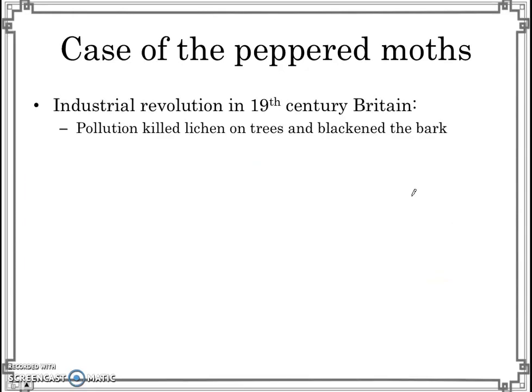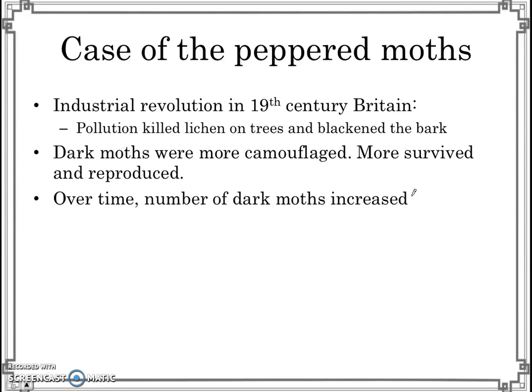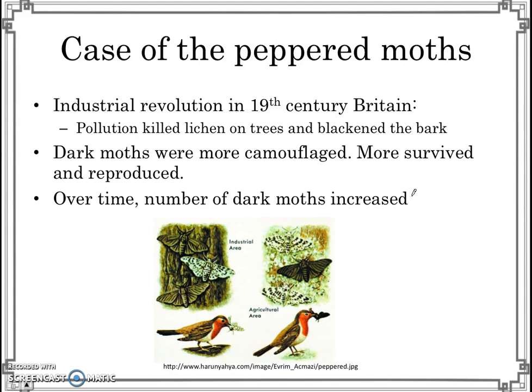So the pollution in the Industrial Revolution killed off the lichen on the trees, and that caused the bark to become darker. So the dark moths were better able to camouflage, more survived, more reproduced compared to the light moths, and over time the number of dark moths increased. Indeed, the predators of the moths were more able to identify and to eat up the white moths than the dark moths. So what we've just seen is an example of natural selection. Nature selects those varieties which are better adapted to the environment. And in this case, the dark moths were better adapted to camouflage with the dark bark.